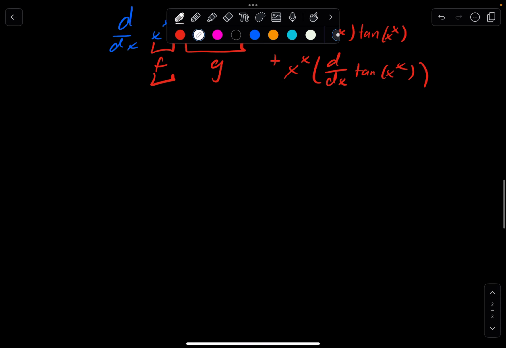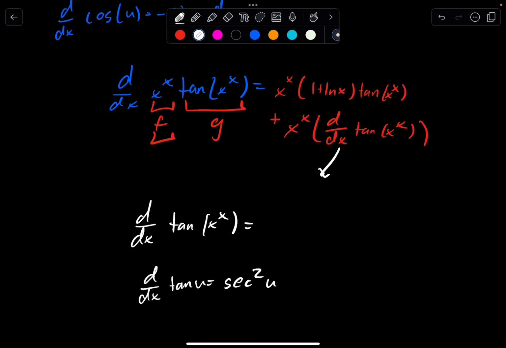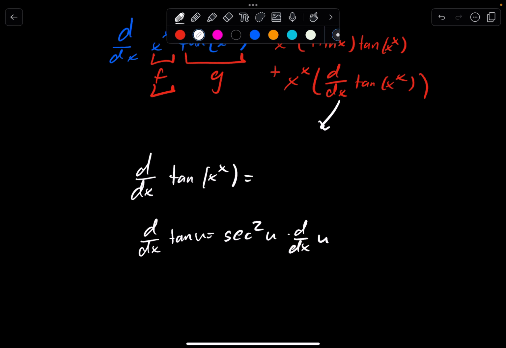And finally, once we find this one, we'll finally be done with our chain rule. d/dx of tangent of x to the x is equal to what? We treat this like a blob, once again. The derivative of tangent of x, or tangent of u, I should say, is equal to secant squared of u times d/dx of u. And I can do a separate proof on that if you guys want later. Let me know in the comments. So this is equal to secant squared of x to the x times the derivative of x to the x, which is x to the x times 1 plus ln x. Now, essentially, we're done.